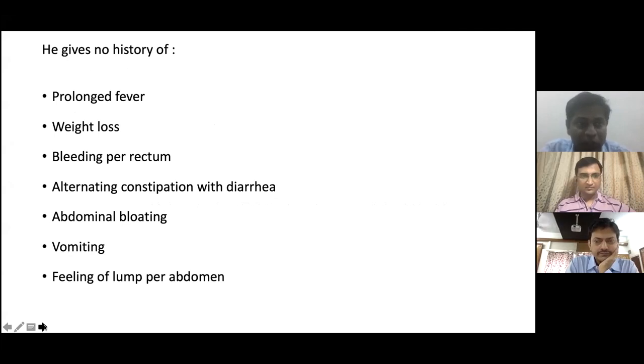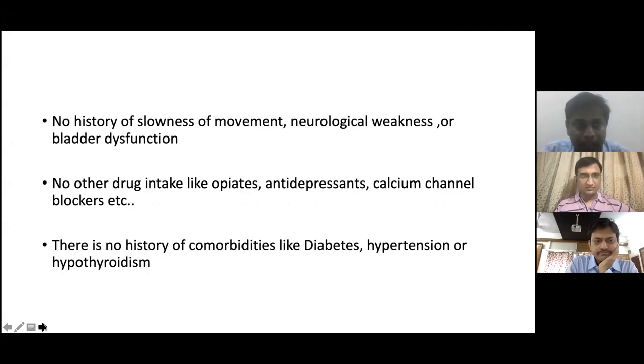He also gives no history of prolonged fever, weight loss, bleeding per rectum, alternating constipation with diarrhea, abdominal bloating, vomiting, or feeling of lump per abdomen. There is no history of slowness of movement, neurological weakness, or bladder dysfunction. No concomitant drug intake like opiates, antidepressants, and calcium channel blockers. And there is no history of any comorbid conditions like diabetes, hypertension, or hypothyroidism.